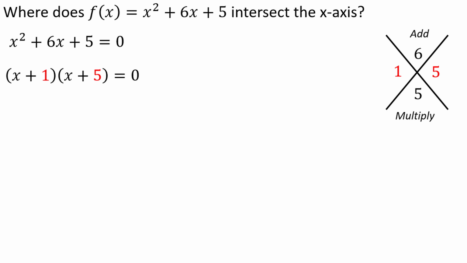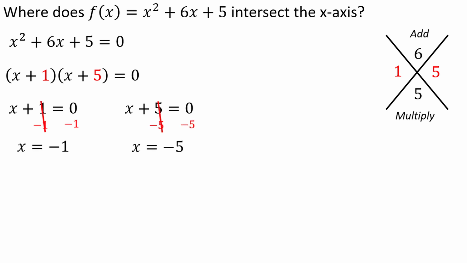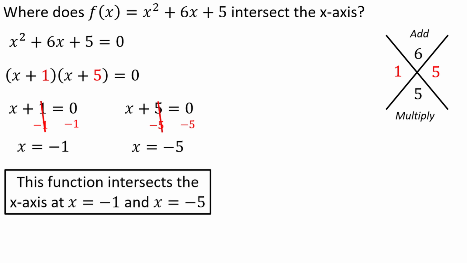Now, by the zero product property, the only way that the product of two numbers can be 0 is if at least one of the two numbers is equal to 0. So we set each factor equal to 0. We have x plus 1 is equal to 0 and x plus 5 is equal to 0. Solving for x, we have x is equal to negative 1 and x is equal to negative 5. The zeros of this polynomial are negative 1 and negative 5, meaning this polynomial intersects the x-axis at x equals negative 1 and x equals negative 5.